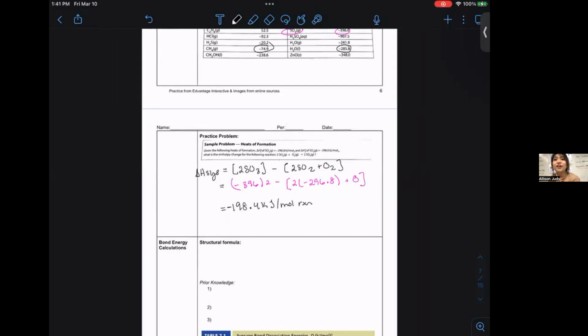Why is the enthalpy varying across states? Because remember, different states of matter require different energy input to be in that state of matter. The enthalpy is the heat of the system to make these chemical species.